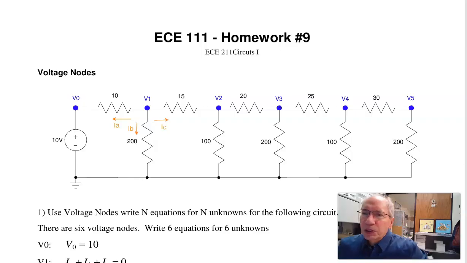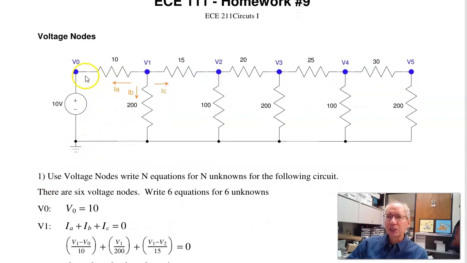So the approach with voltage nodes is if I have a voltage source, I know what the answer is right away. This voltage source says the voltage difference between V0 and 0 is 10. So there's my first equation, V0 equals 10. For the other equations, currents have to balance. Kirchhoff's current law says the currents from the node have to add to 0.